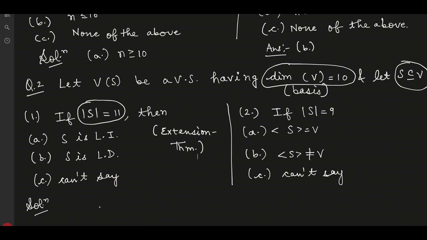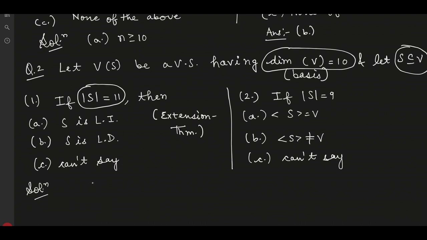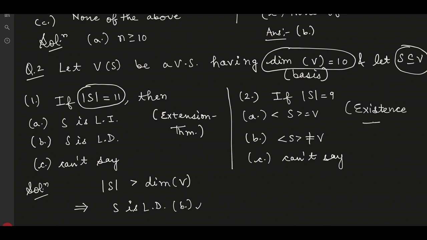That was it, you understood correctly: here the cardinality of S is greater than the dimension of V, means S is LD, linearly dependent. So B part is correct here. And here I can apply the existence theorem. If S is a generator of this vector space V, then its cardinality should be 10. It is compulsory. But here its cardinality is 9, less than the dimension of the vector space.